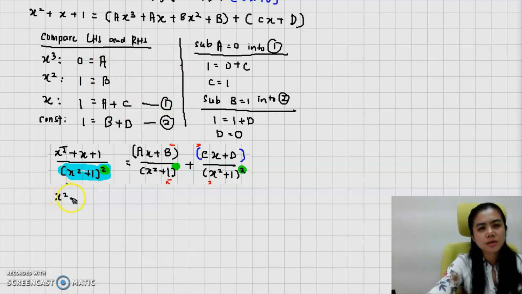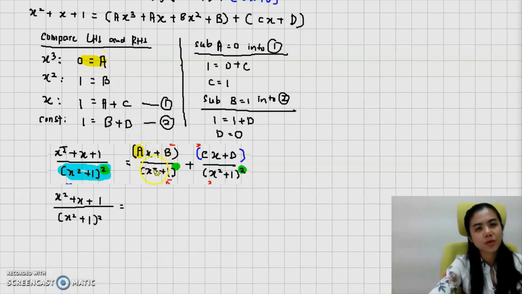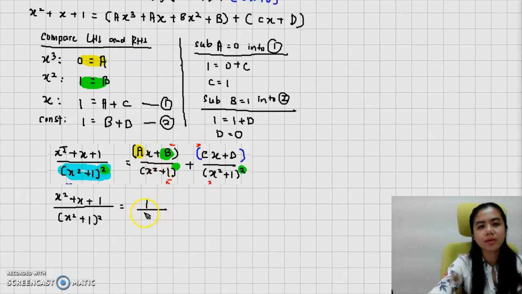Okay, we're going to sub it back here. What is your value of a? So your value of a, that is 0. So we have 0x. So 0x, of course, we don't have to write it out. Just leave it. Okay, what happens to the value of b? The value of b, that is 1. Alright, so in here, you have 0x plus 1. So that means that you have 1 only.